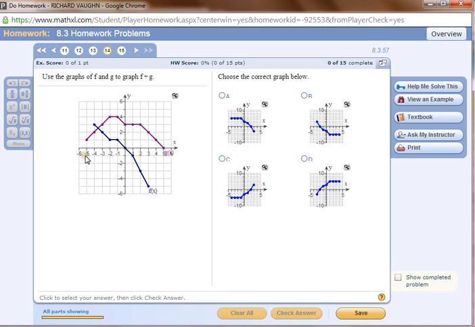and then try to find the graph that matches up. So we'll start over here at minus 5, and on the f curve we notice we don't have a value. So minus 5 is not in the domain of the function f. So we're not going to even look at minus 5. We'll start over here at minus 4 then.